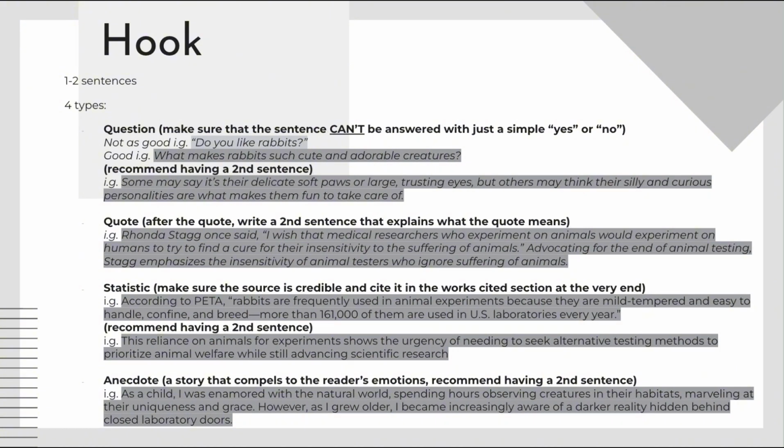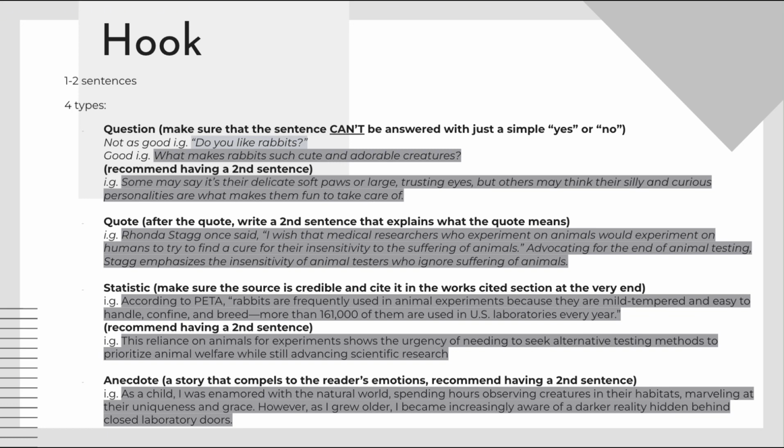This question would cause the reader to actually think about their answer. Making your reader think about your question makes them more invested into your entire essay. That's why there's this rule of making sure that the sentence can't be answered with a simple yes or no. I would also recommend having a second sentence to elaborate on the question. In response to my previous hook that I used as an example, I would write, "Some may say it's their delicate soft paws or large trusting eyes, but others may think their silly and curious personalities are what makes them fun to take care of."